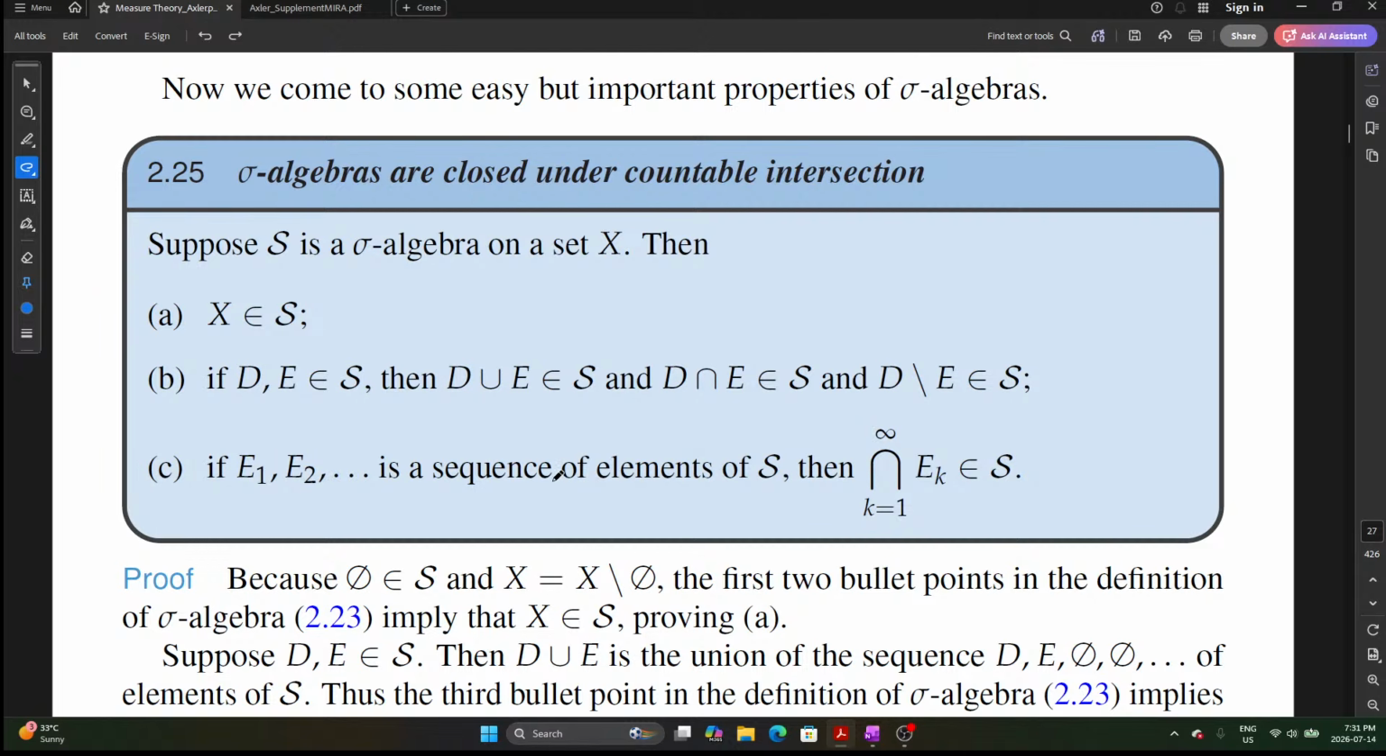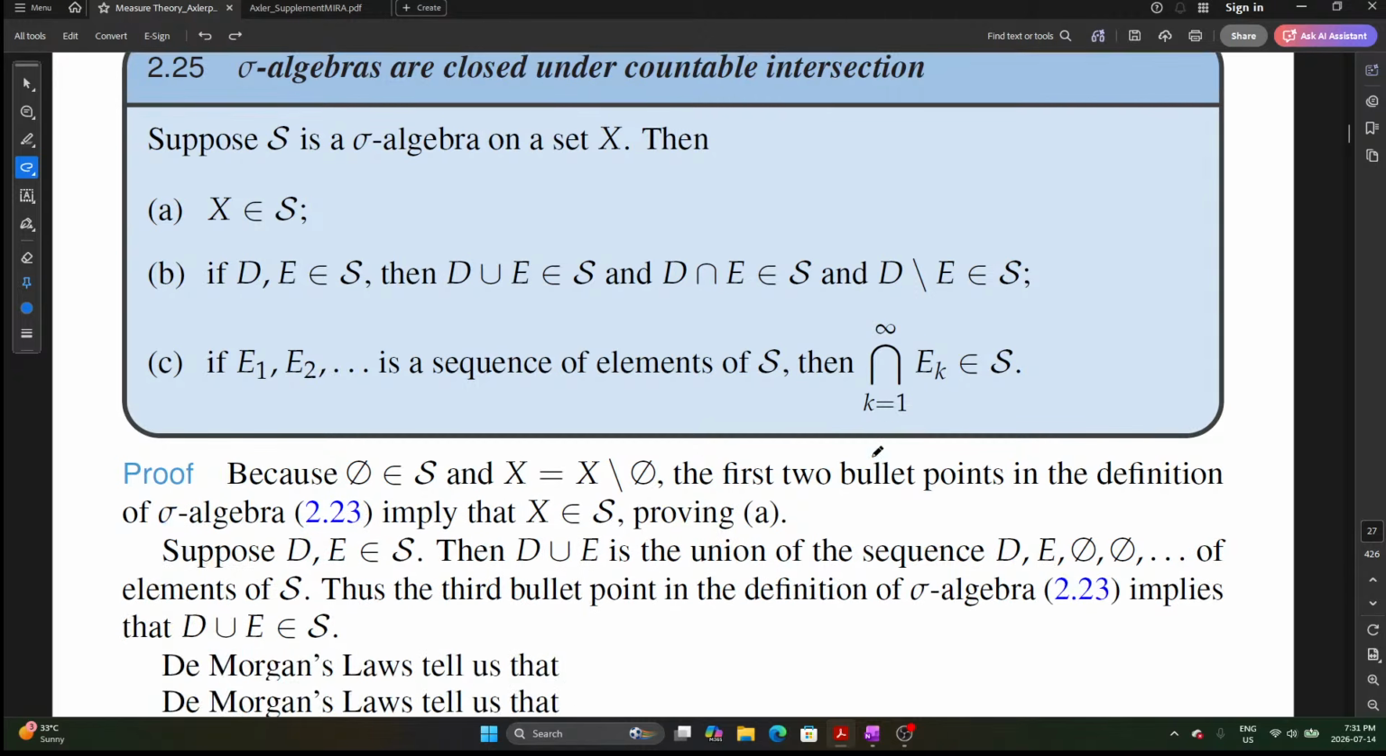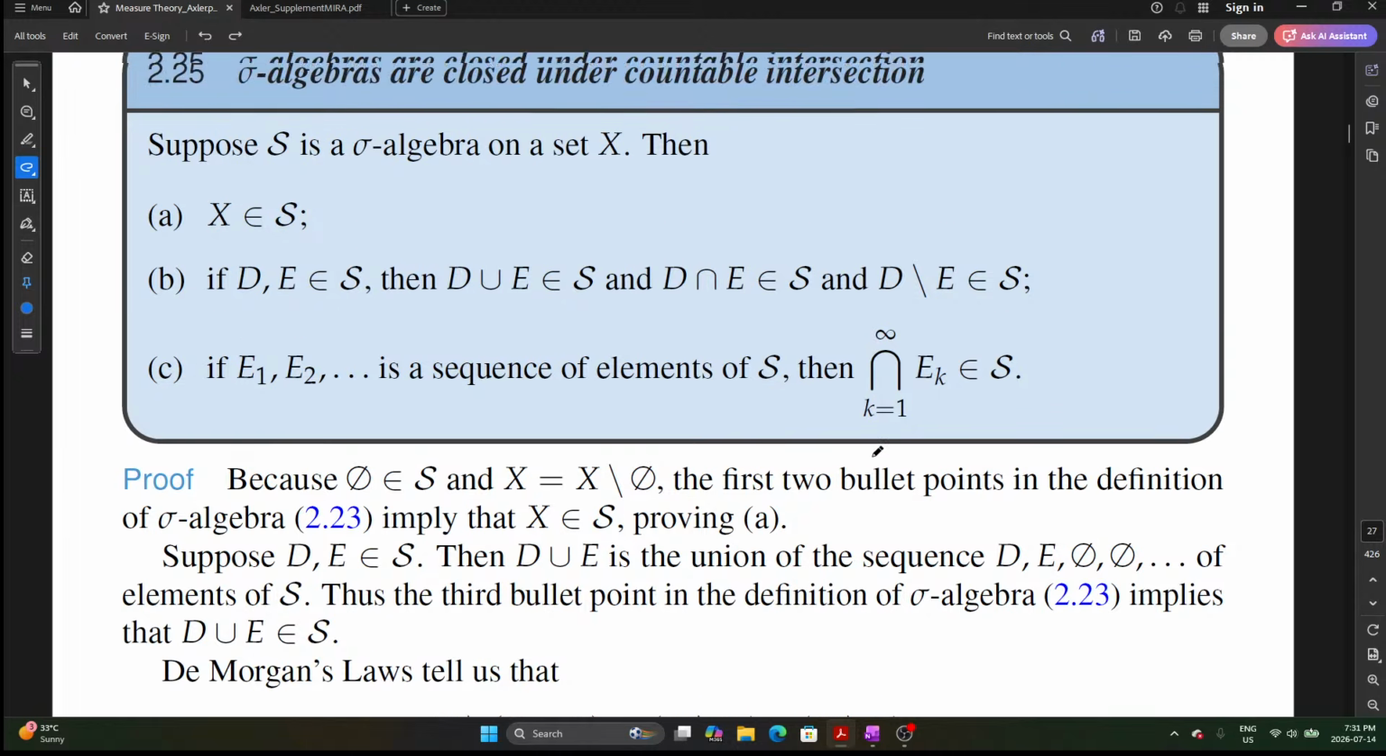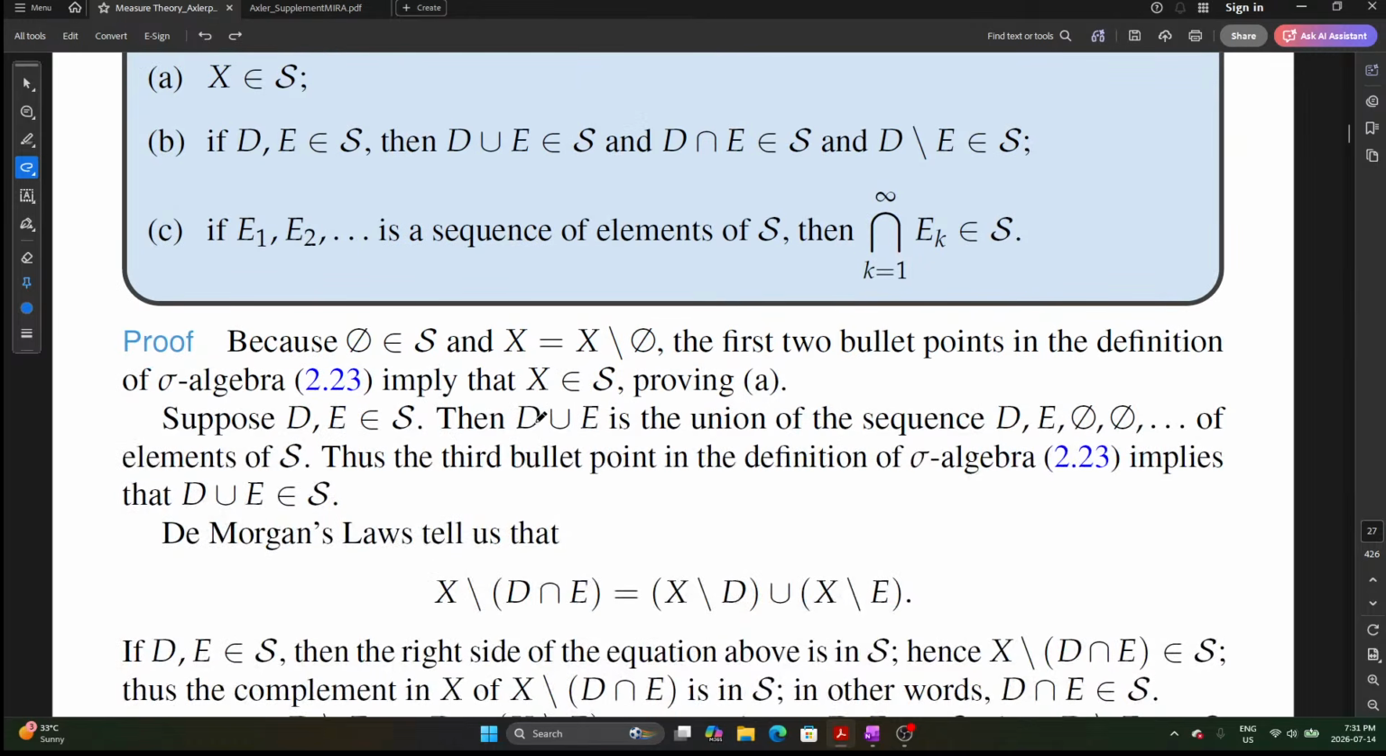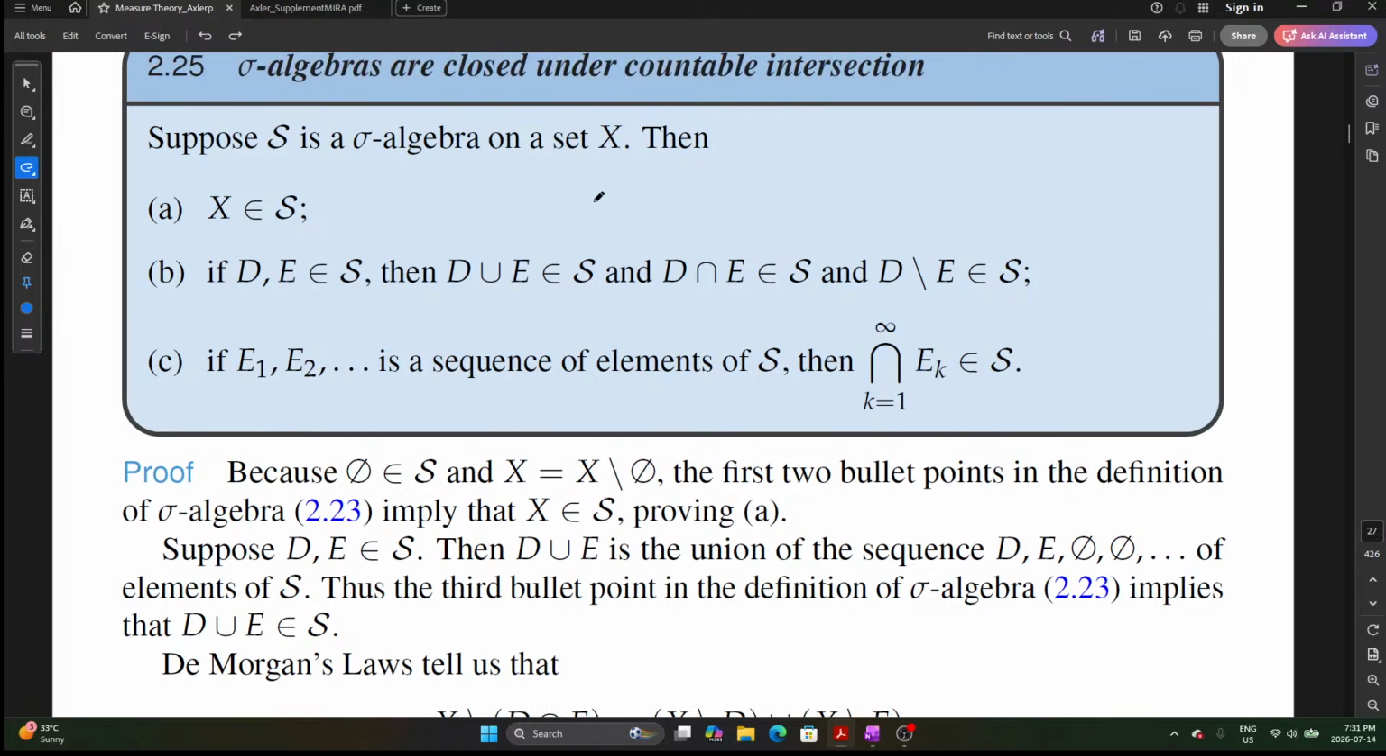C says if E1, E2, and so on is a sequence of elements of S, then their intersection is in S. That's actually paraphrased as the title of this result: sigma algebra is closed under countable intersection. This is a countable intersection. So let's try to prove this. Typically this would require the usage of De Morgan's law. We'll see how that's used. But first let's start from the easy ones.